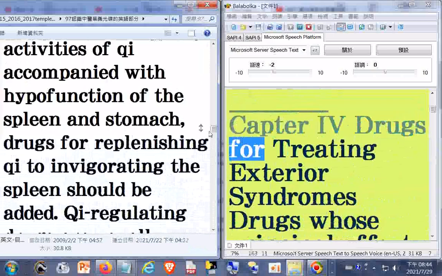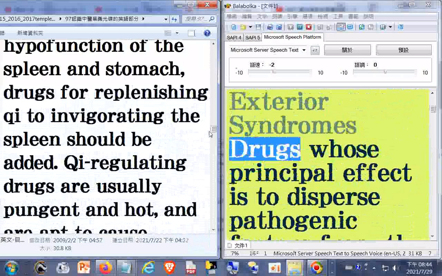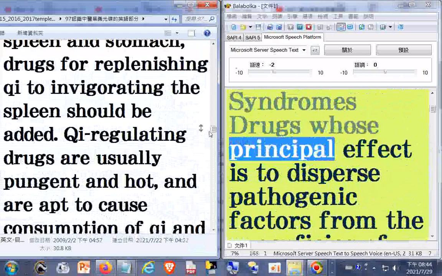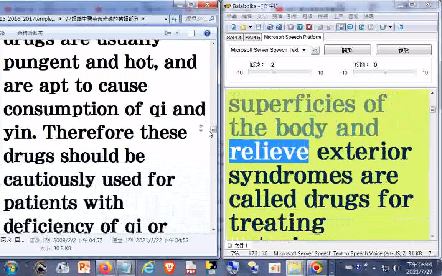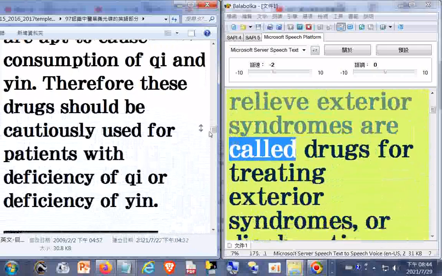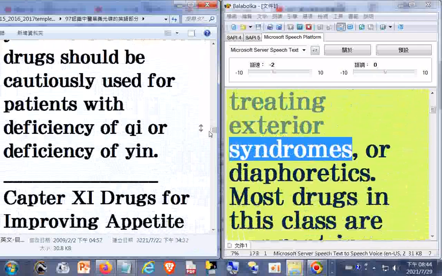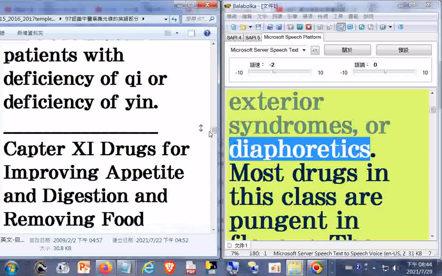Chapter 4: Drugs for treating exterior syndromes. Drugs whose principal effect is to disperse pathogenic factors from the superficies of the body and relieve exterior syndromes are called drugs for treating exterior syndromes, or diaphoretics.